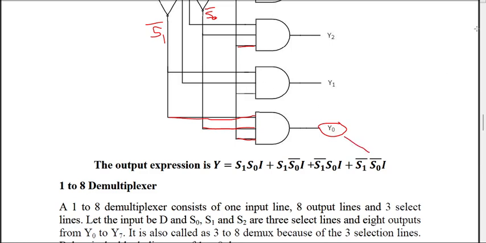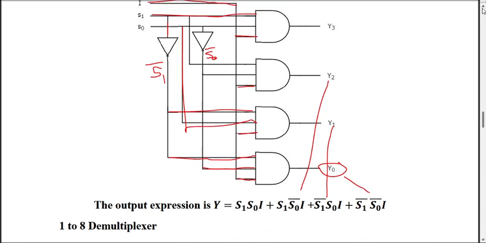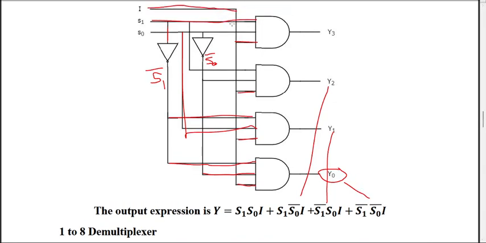Similarly, for y1, you have to connect S1 bar. So S1 bar is this line, and S0 is connected this way, and then the I line. This is y1. Similarly, for y2 we have to connect S1. S1 is connected through this line, S0 bar is connected here, and I is connected. So this is y2, and the last one, y3, is directly connected to S1 and S0. So this is how we are implementing it. Just by using AND gates and NOT gates, we can implement a demultiplexer circuit.